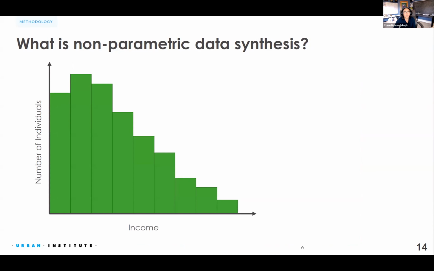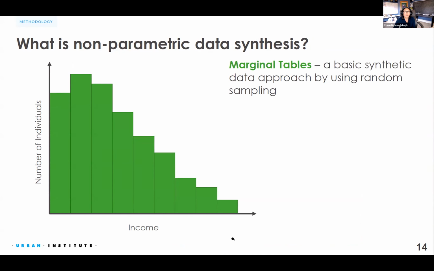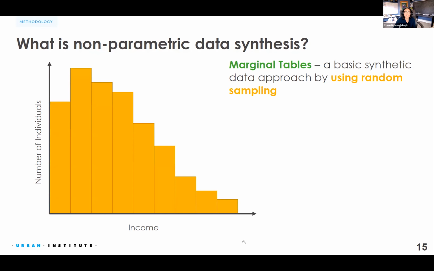Let's just say our data is the number of individuals on the y-axis and on the x-axis is the bins for income. We can think of these marginal tables as a very basic way to generate the synthetic data by doing random sampling from each of these bins. We can do that and get something that's very close, but not quite the same. So this is a very simple way to generate the synthetic data from a non-parametric perspective.